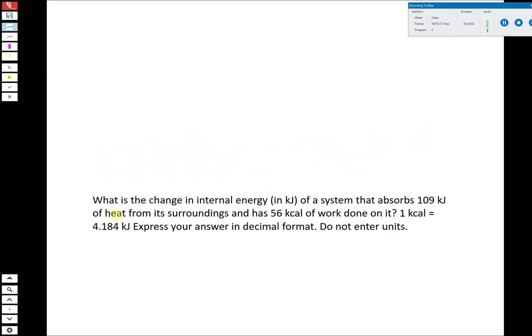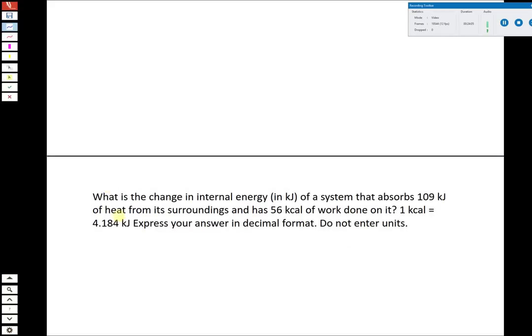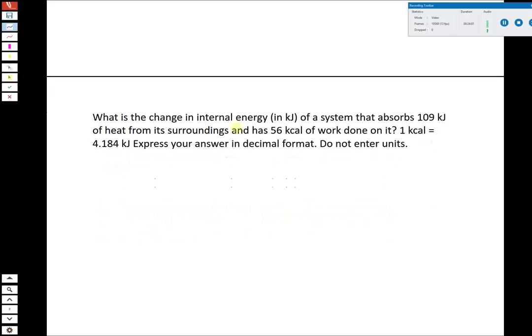All right, the next problem here deals with heat and work. So we have change in internal energy. Change in internal energy is just sort of the lexicon of delta E. When we say delta E is change in energy, it means change in internal energy. It absorbs 109 kilojoules of heat. It has 56 kcals of work done on it. I think all the answers in this case were in kilojoules. This is multiple choice, but I didn't give all the choices.